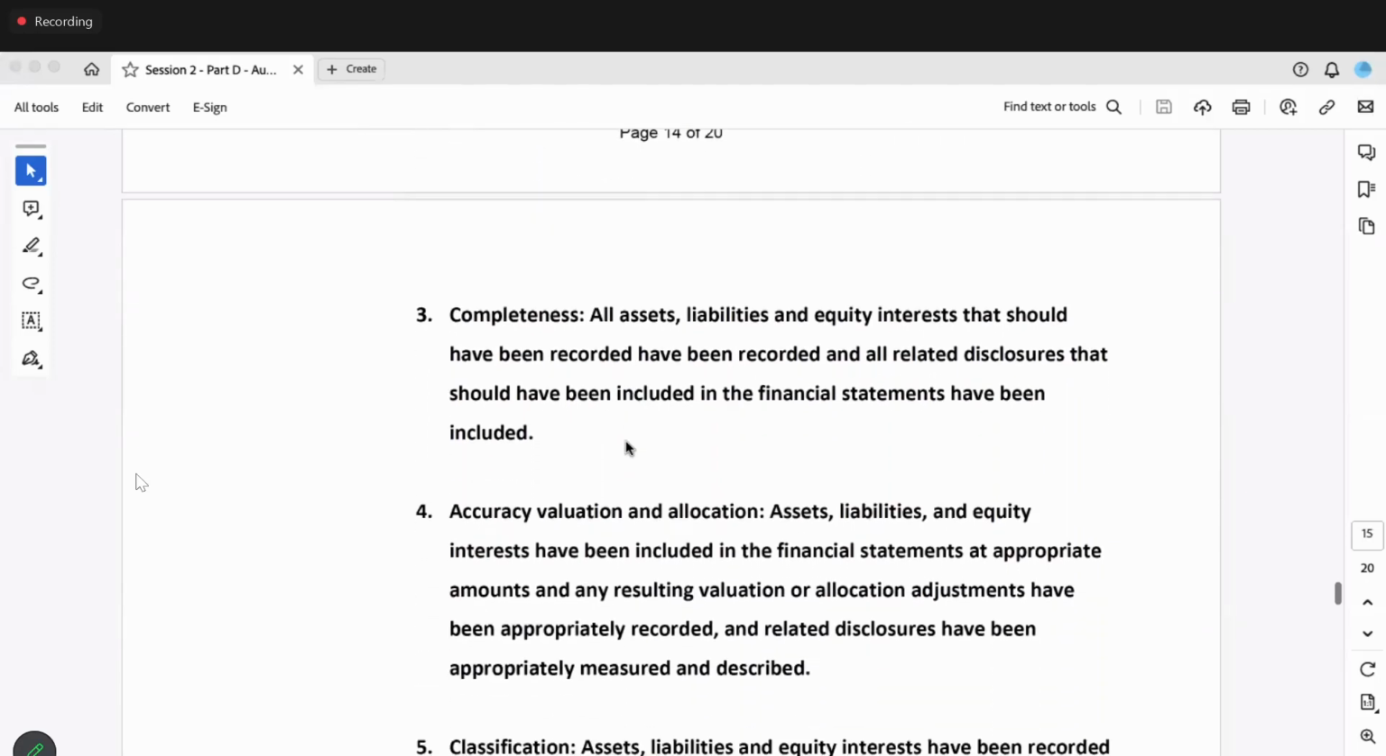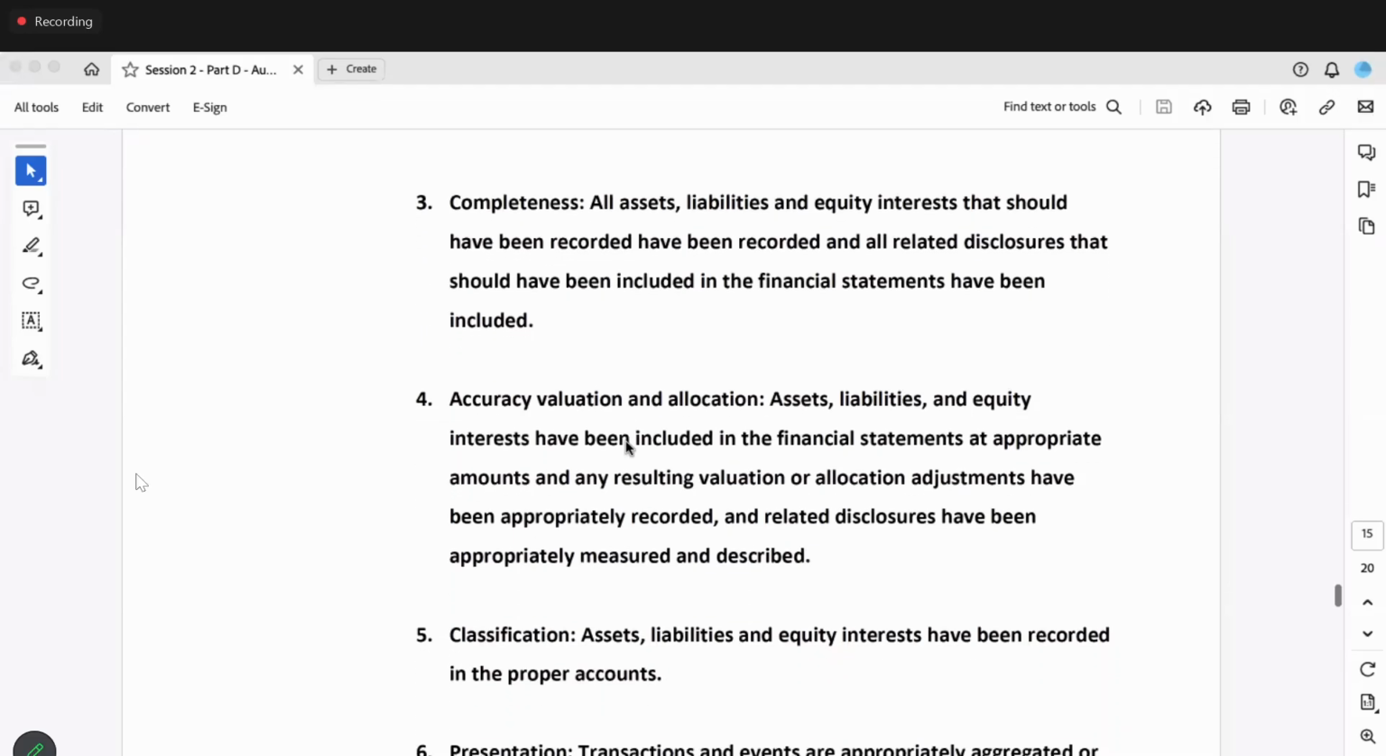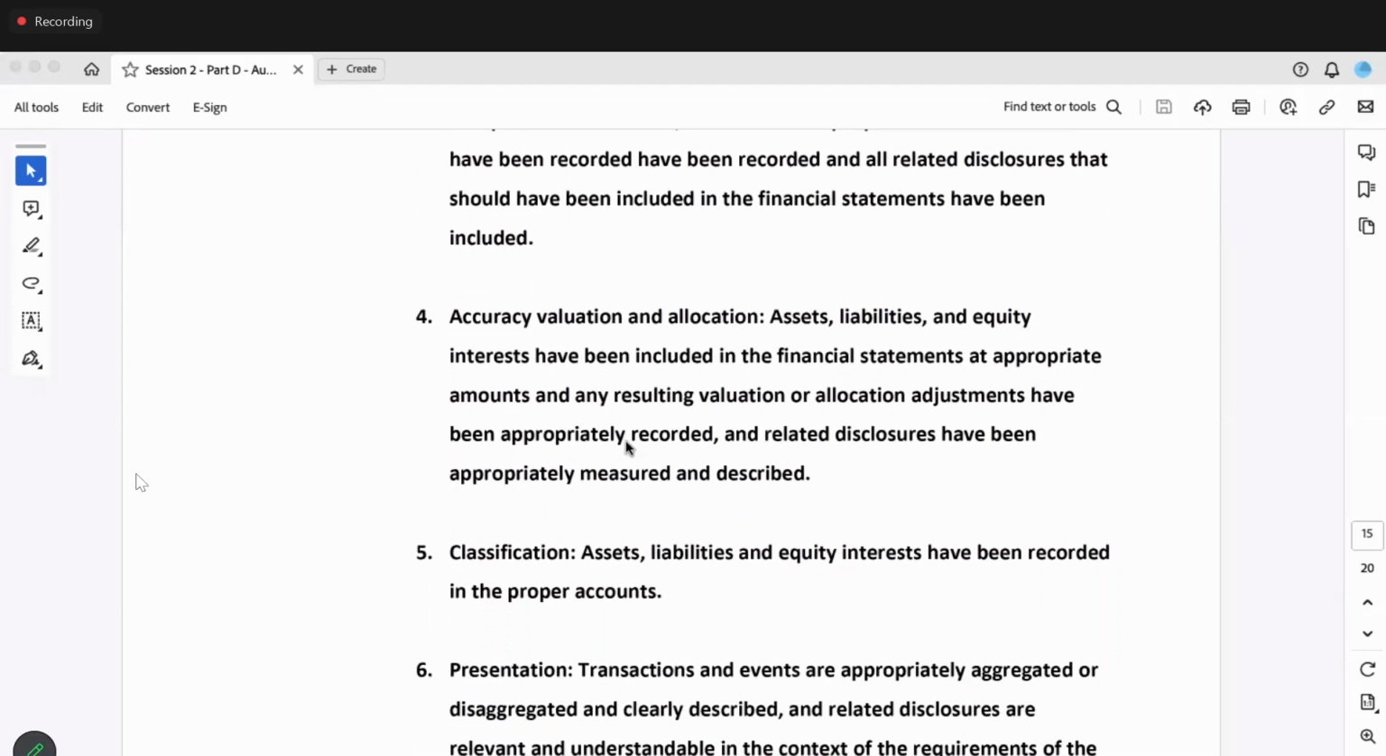For assets and liabilities, we also need to check completeness to ensure that all the assets, liabilities and equities are recorded, and none of them are omitted. For valuation, the amount really depends on the measurement method being applied. Accuracy is a very popular assertion that is tested. Sometimes they actually ask you to calculate. So be prepared.